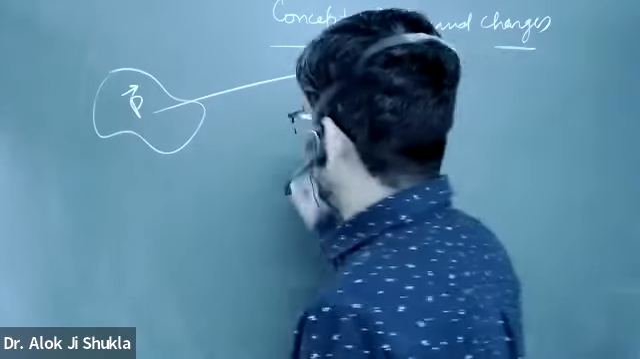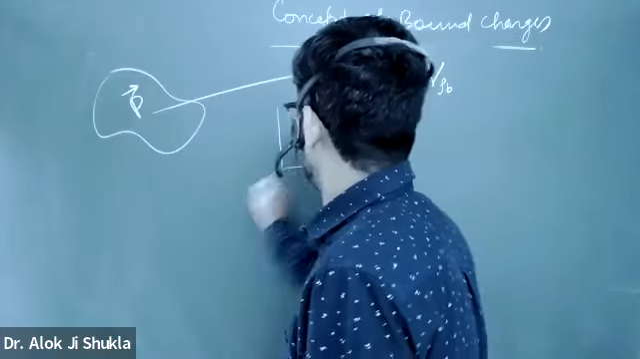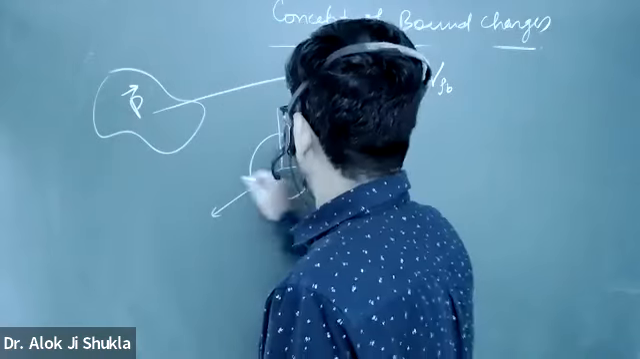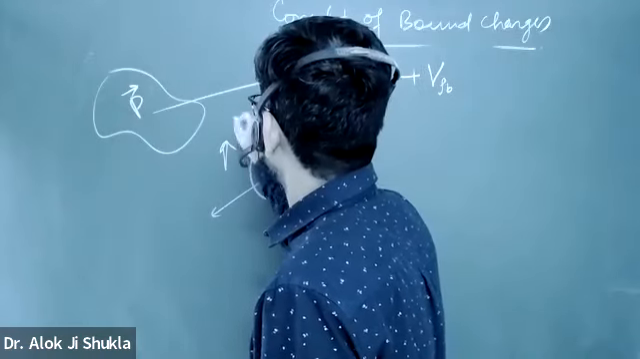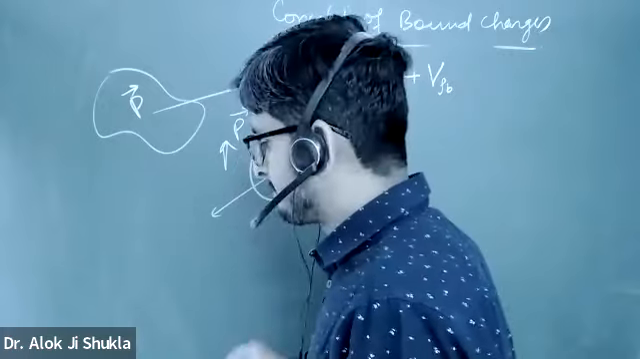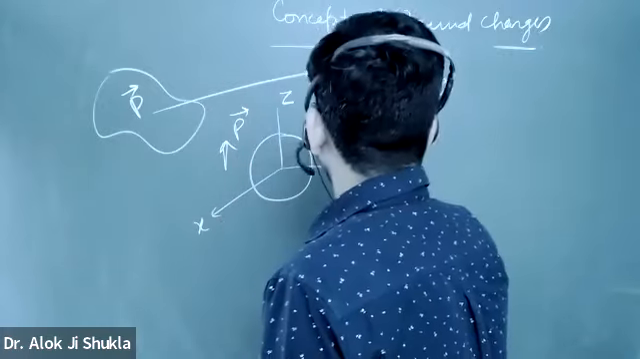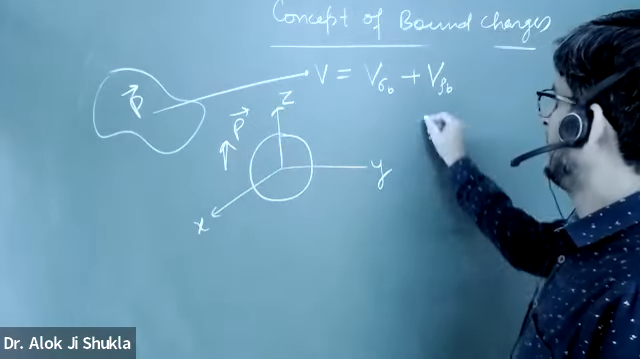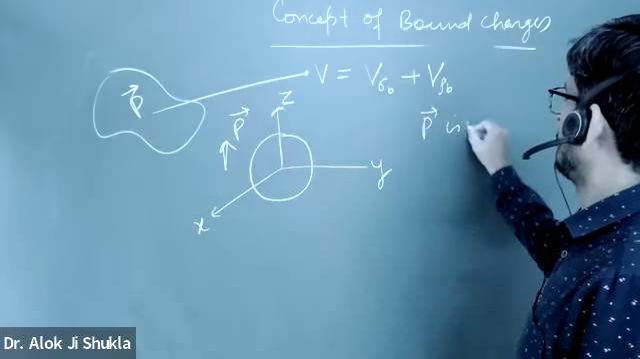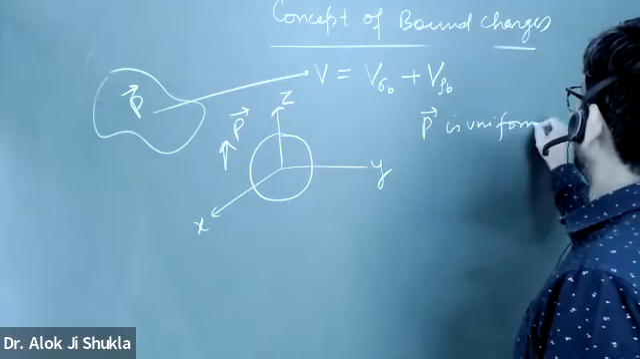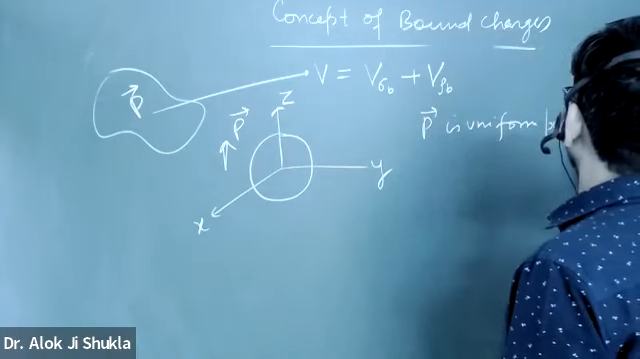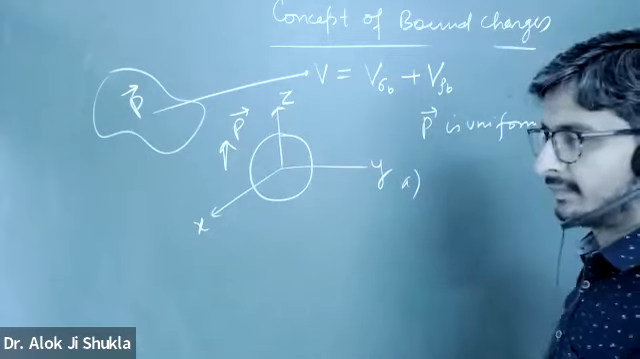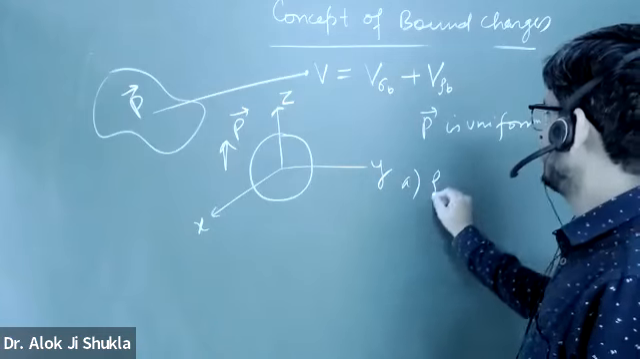So I am asking you, there is a sphere like this, and P is the polarization. This is the Z axis, X, Y, Z. So P is uniform polarization. So tell me, Parampreet, what is rho B?